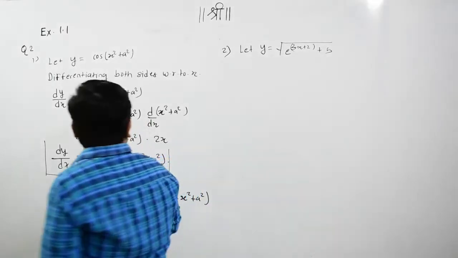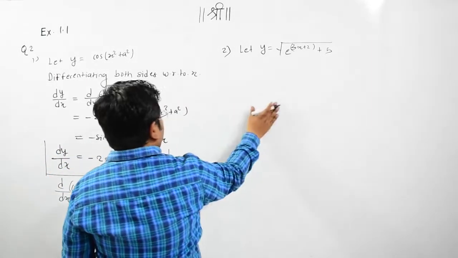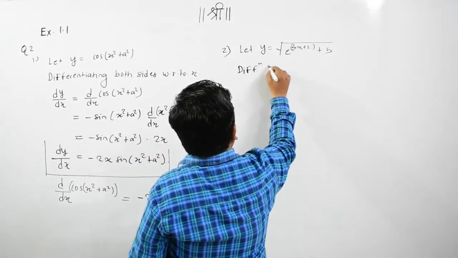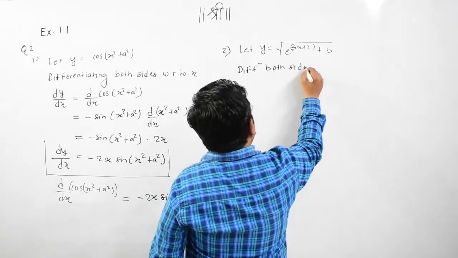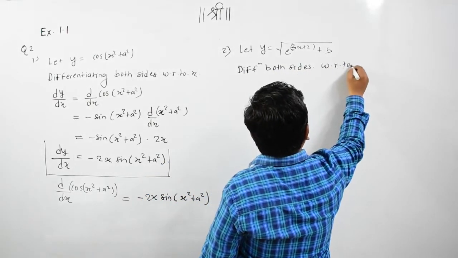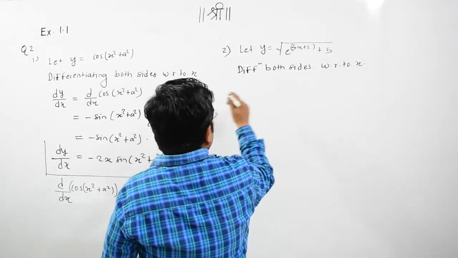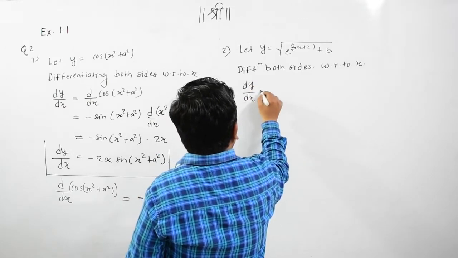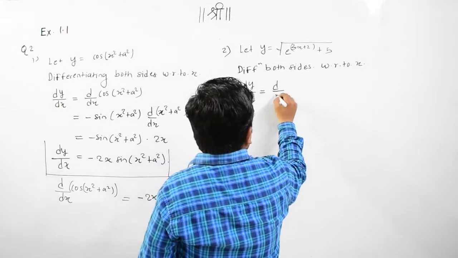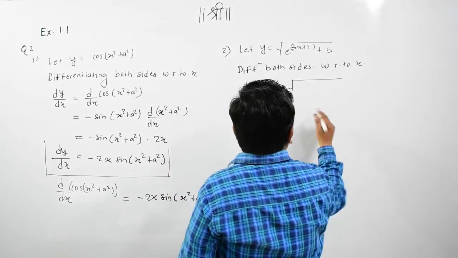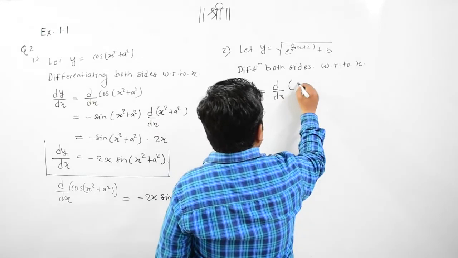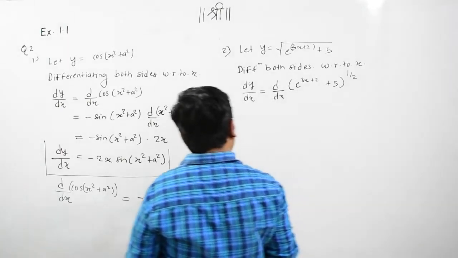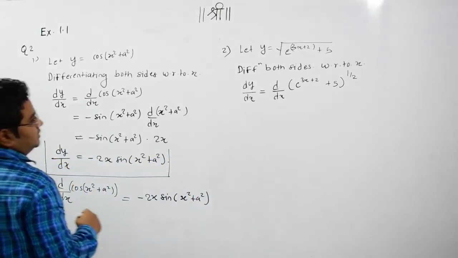Now again, do it step by step, meaning we are not directly differentiating. As you can see over here, differentiating both sides with respect to x, we will get dy upon dx is equal to d upon dx of under root. I would like to write this under root like this: e raised to 3x plus 2, plus 5, whole bracket raised to 1 by 2. This makes it some kind of easy step.